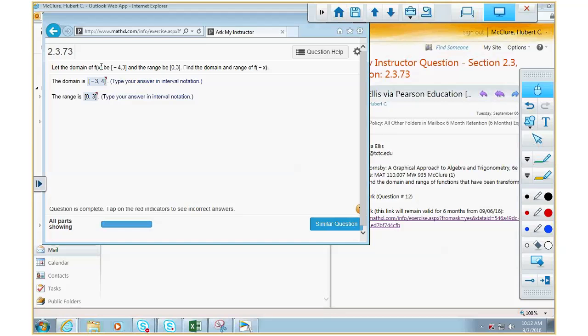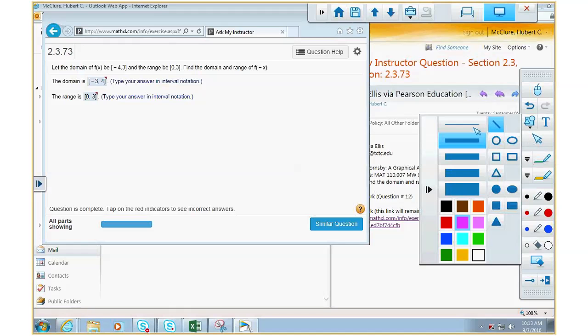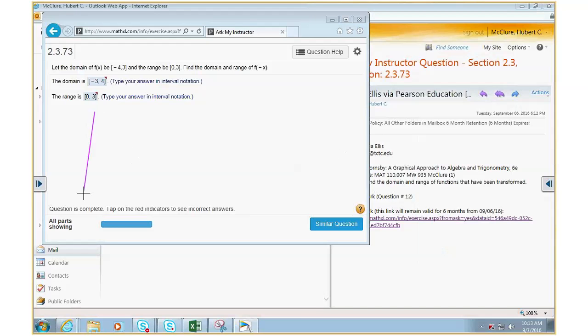Let the domain of f of x be -4 to 3 and the range be 0 to 3. Find the domain and range of -f of x. It's super simple, but I got all mixed up. Right now, I don't see it being super simple until I draw something out. I'm very visual. Me too. I like to look at things. I don't like to read things. I'm not a reader. I can't read a comic book without falling asleep.